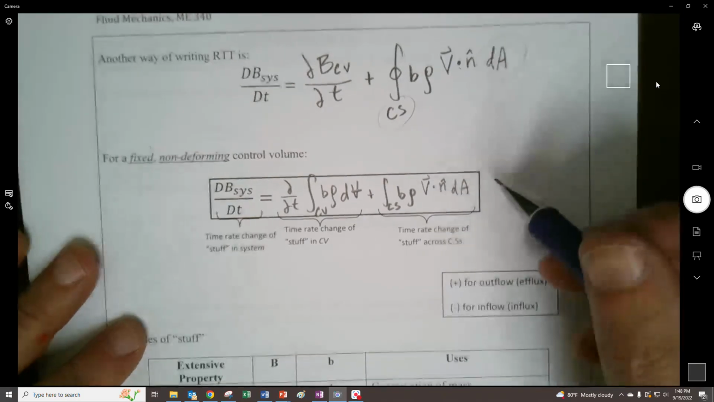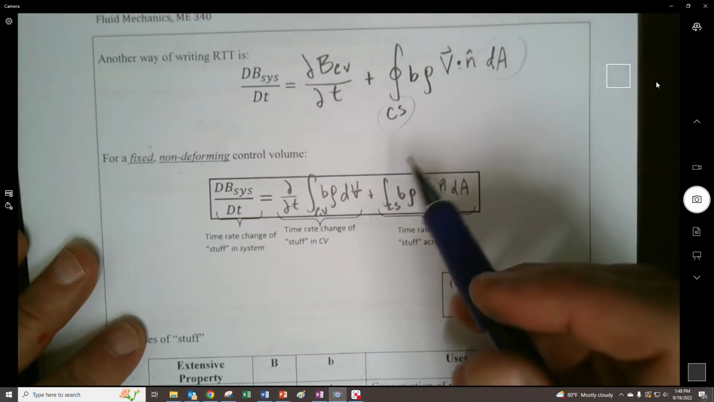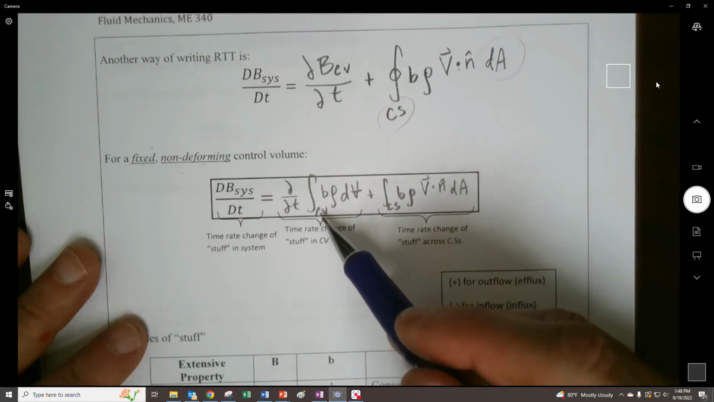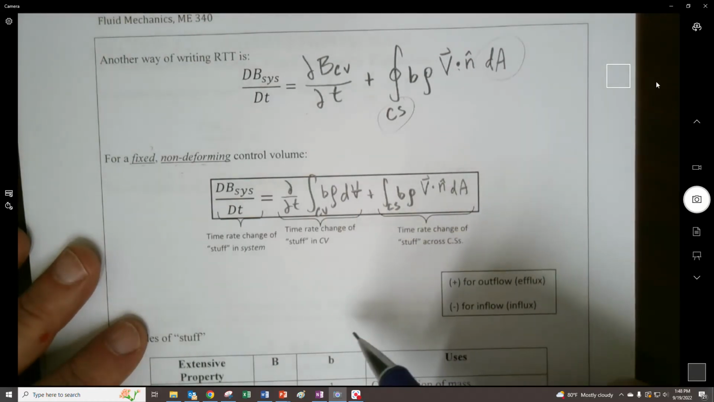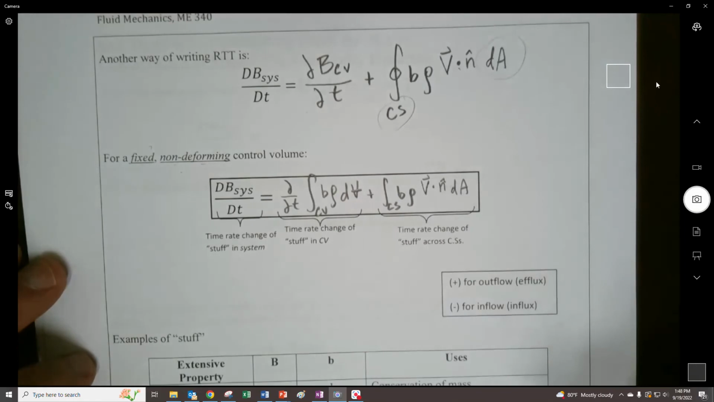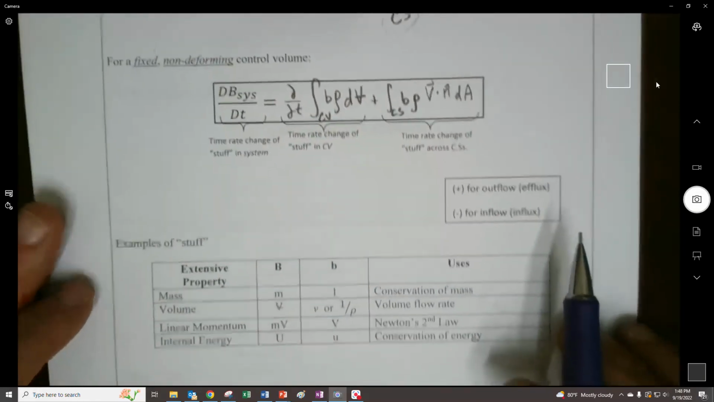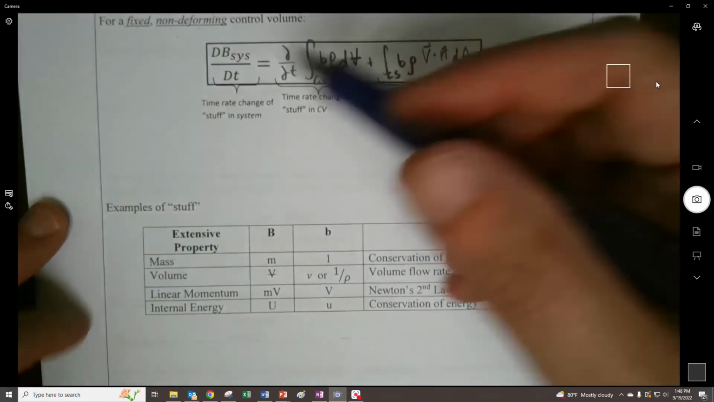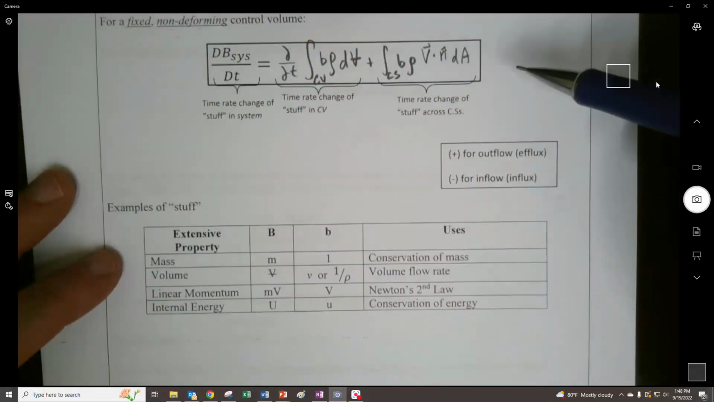So anyway, this is an important equation, where it really makes a connection between a control volume and a control surface right here. And so finally, I think we'll be done with this video in a second. Examples of stuff, we've been waiting for this.